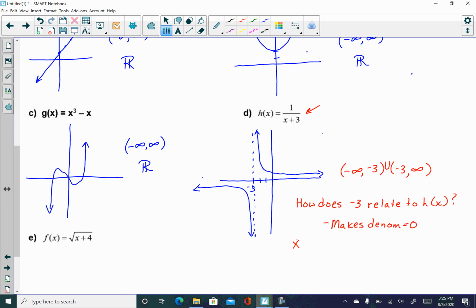So this will be a new rule, and I have it on the next page for you, but I'm going to go ahead and explain it here in real time. What happens then is you exclude values that make the denominator equal to 0 from the domain.